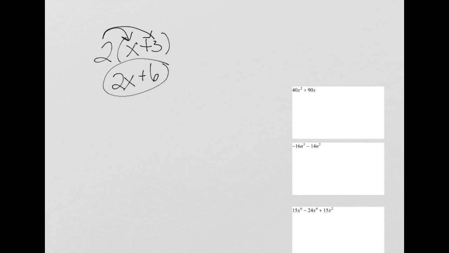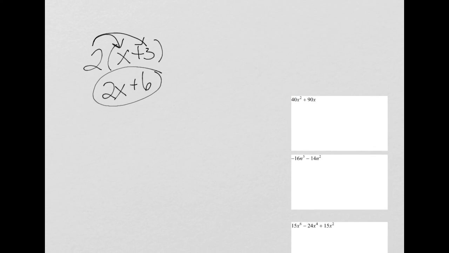Remember the distributive property. If I had 2 and then in parentheses I had x plus 3, how would I simplify this? I would take the 2, multiply it by x to get 2x, and take the 2 times the 3 to get plus 6, and then this would be my answer.